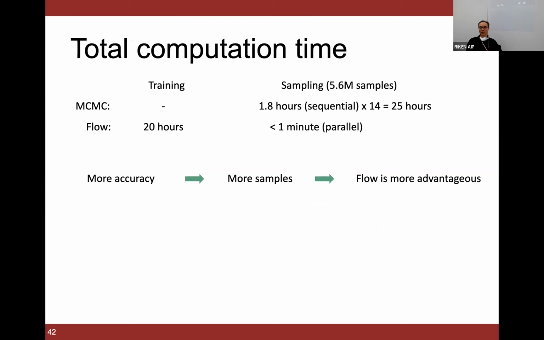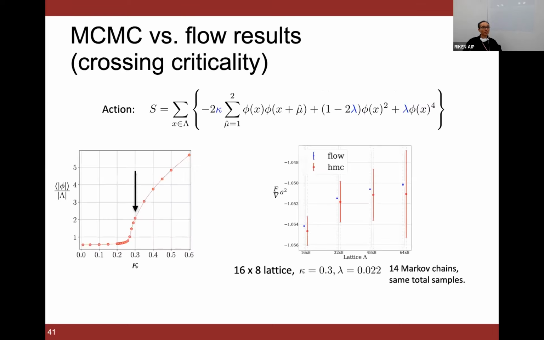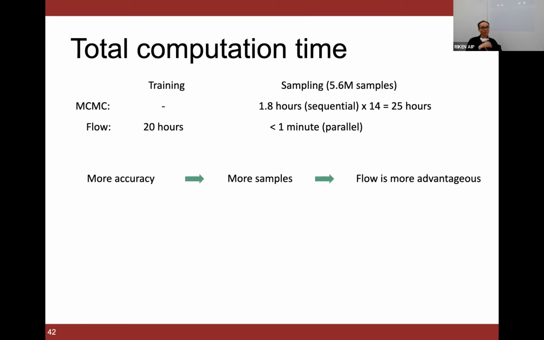We should think about computation time for fairness, because for MCMC sampling, no training is necessary. We just apply MCMC sampling and draw many samples. In this experiment, we used 5.6 million samples in total, and each MCMC sequence took 1.8 hours. We needed 14 Markov chains for numerical integration, and in total we got 25 hours.